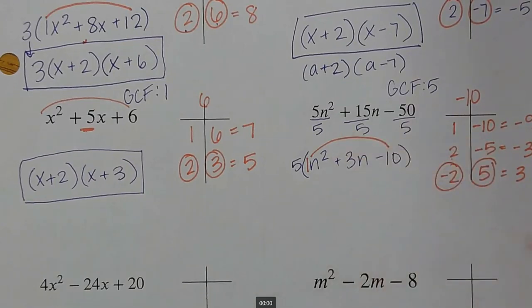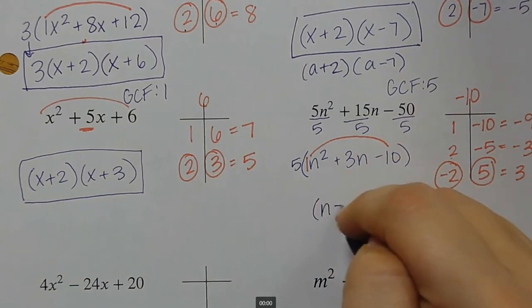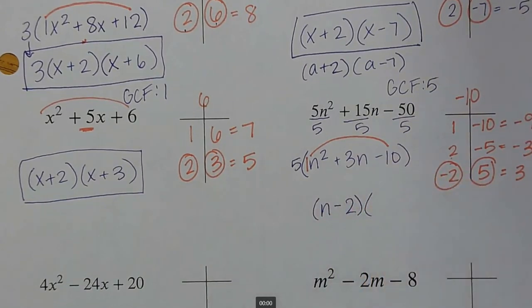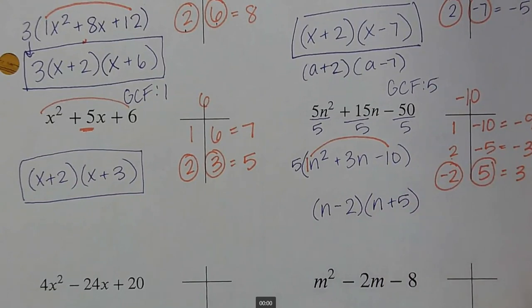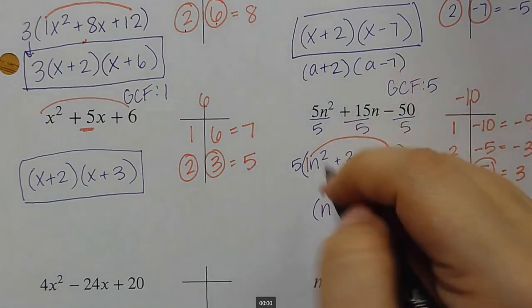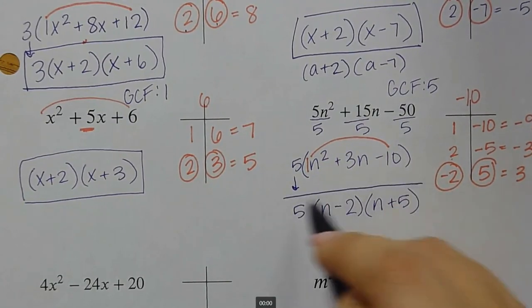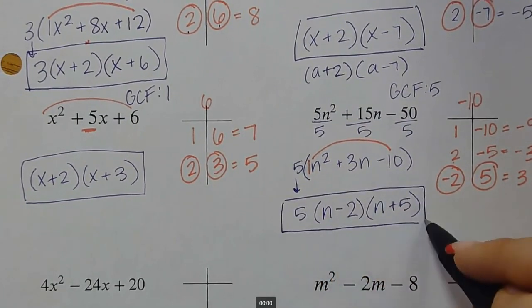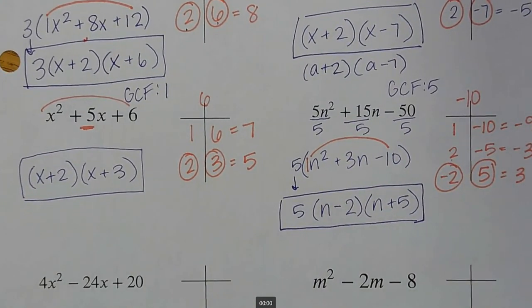Okay, so when we write out our final answer, we're going to have in parentheses n minus 2. And then what would the second one be? N plus 5. Okay, what am I forgetting? Yeah, this 5, that GCF, always bring it down. Okay? Any questions? No.